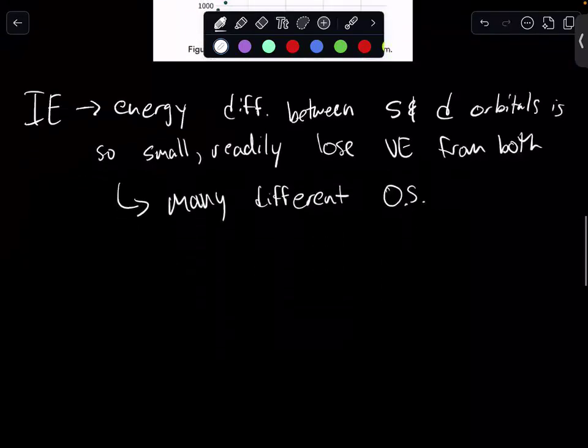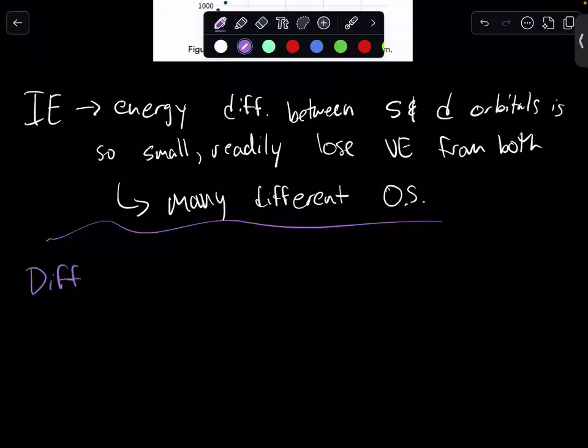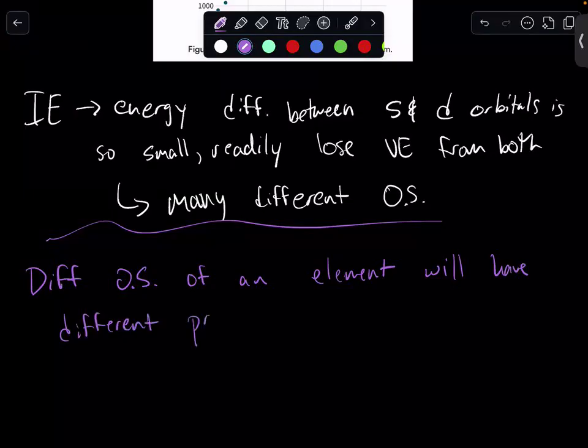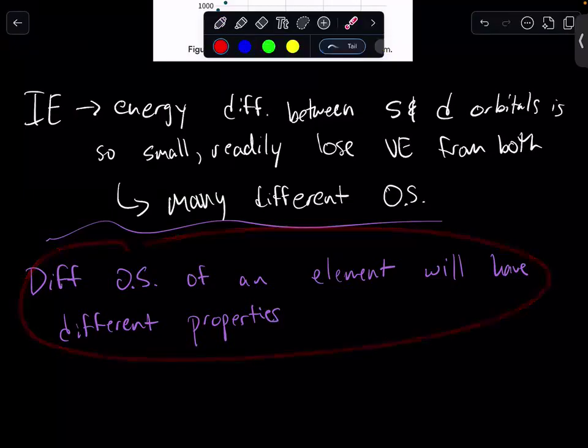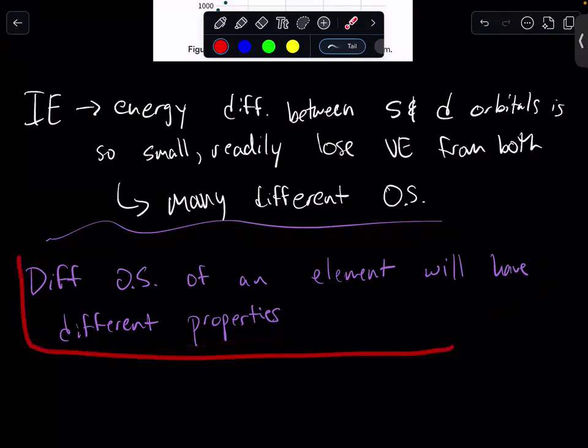Now, the other key thing that we need to keep in mind is that different oxidation states of an element will have different properties. We don't need to know the properties of each oxidation state. You just must understand that the different states will have different properties. We're going to explore these much later in our next section as we look at the colored complexes that transition elements make with their different oxidation states.